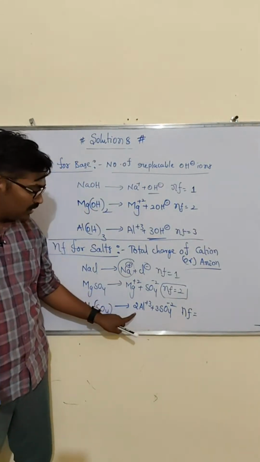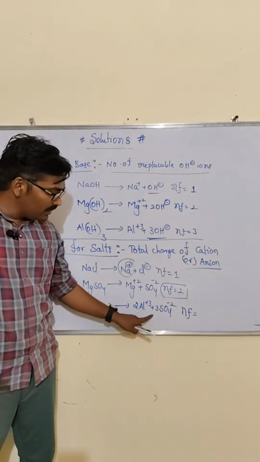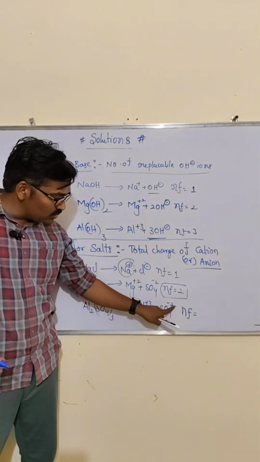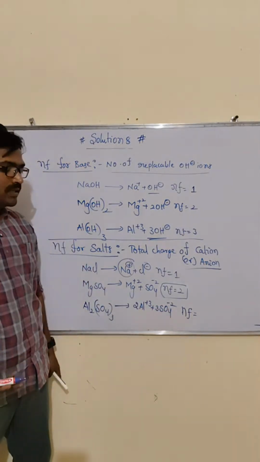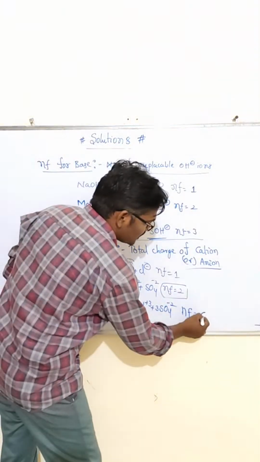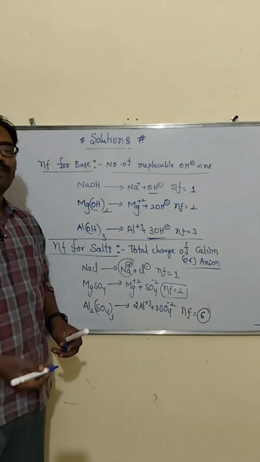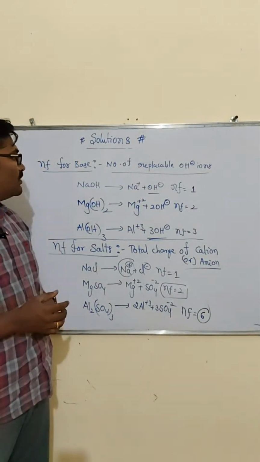Actually you will say 3. No, it is not 3. 2 3s are 6, so positive charge is plus 6. Then look at negative charge, 3 2s are 6, so minus 6. So either cation charge or anion charge, 6 is there now. So that's what the n factor is, 6 for this. Okay, so this is the n factor.